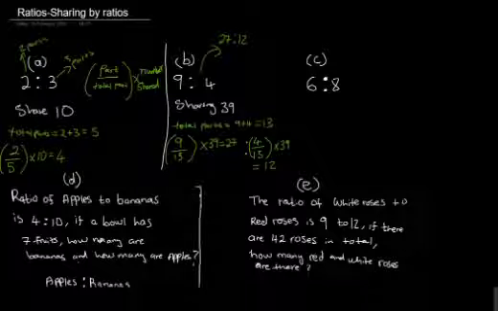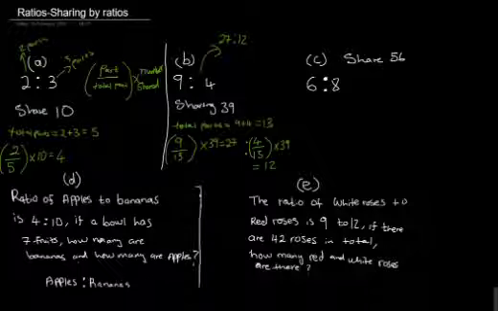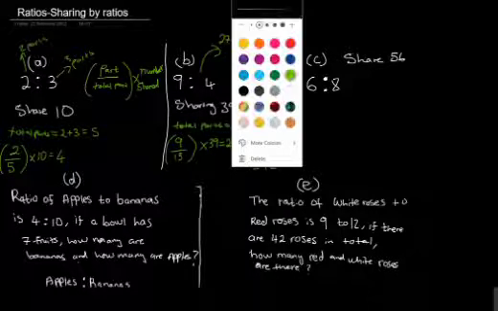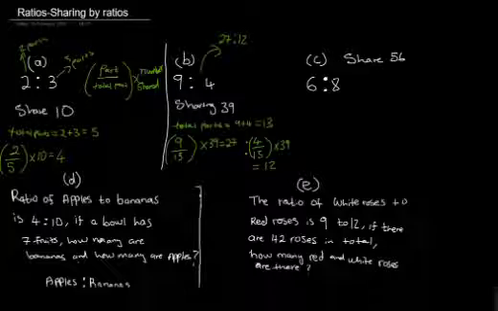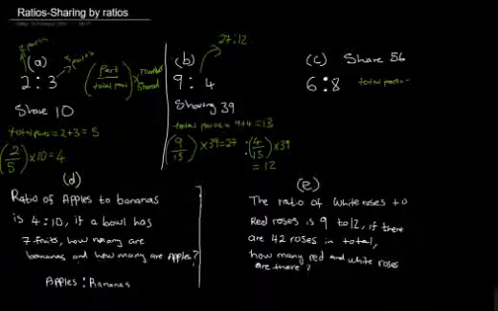Let's look at 6 and 8. What if you were told that you need to share 56 according to a ratio of 6:8? This is what you will do. First, what is the total of the parts? Total parts equals 6 plus 8, which is equal to 14.